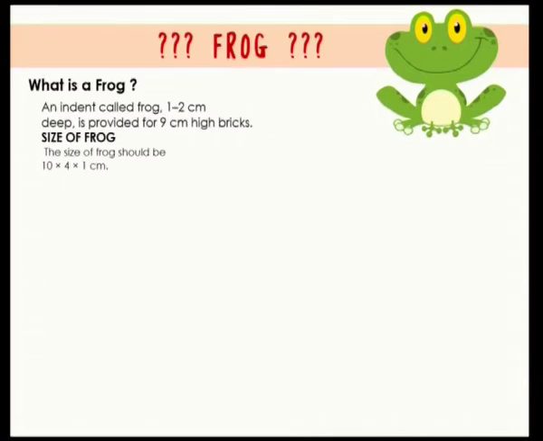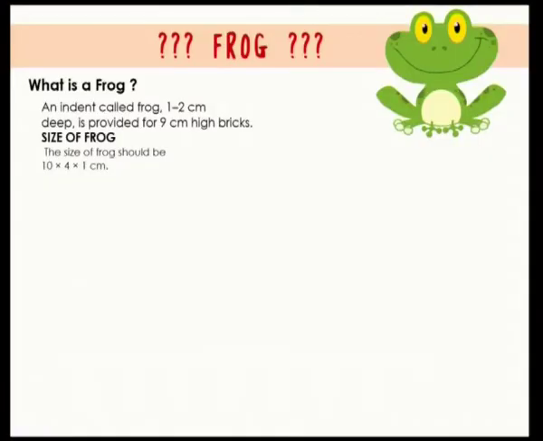What is a frog? Frog is an indent that is given on top of a brick. It is usually 1 to 2 centimeters deep. Now the size of frog majorly used is 10 into 4 into 1. This 4 into 1 centimeter frog is given in those standard size bricks.